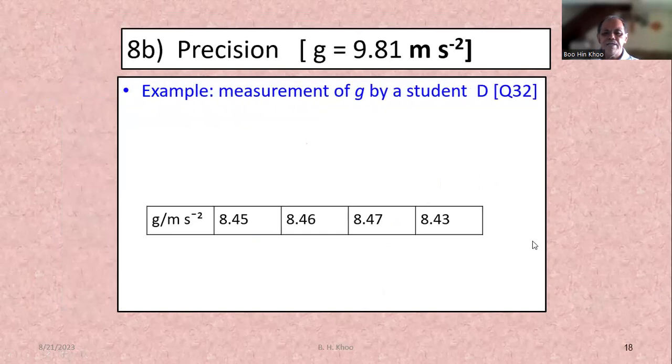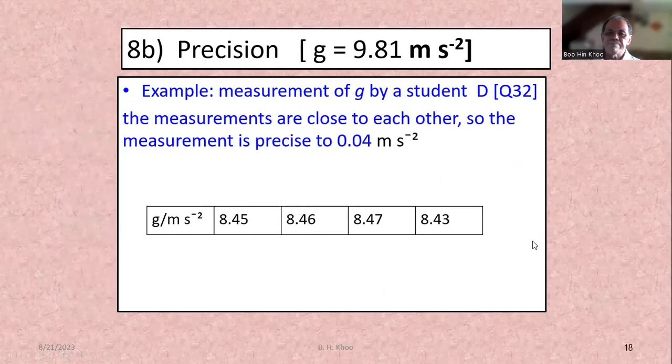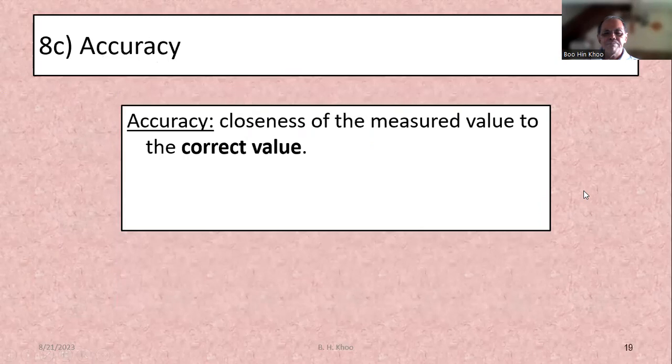Example, measuring of g by a student. The measurements are close to each other so that the measurement is precise to 0.1. Right? How do we get 0.1? The largest value minus the smallest value. So it's quite close to each other. Very close, 0.04. Largest, smallest, subtract.